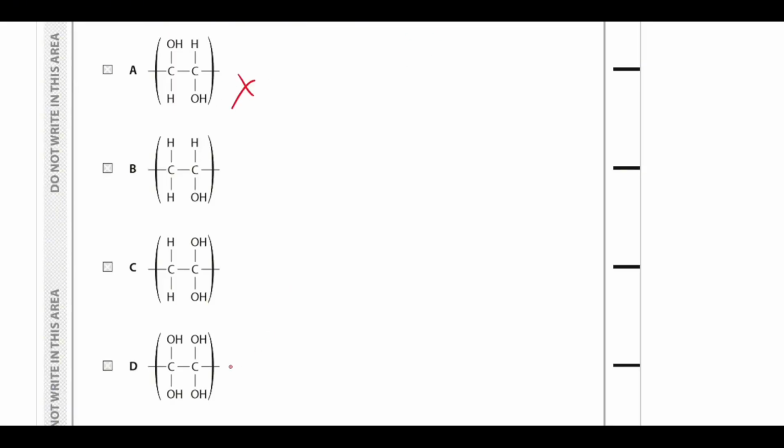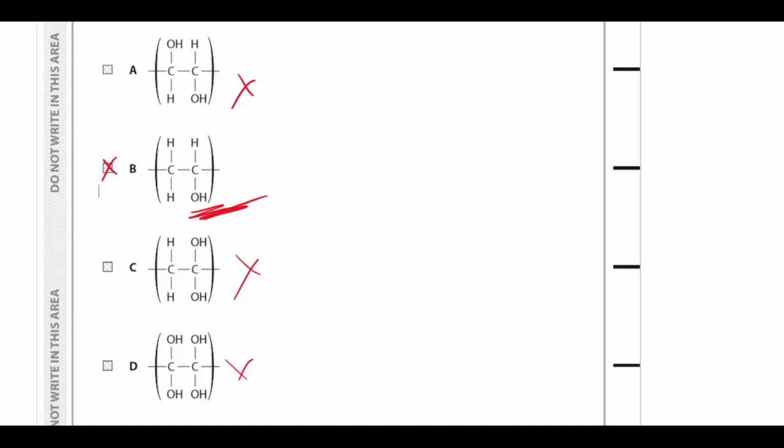Again, if I talk about option D, the same reason, considering there are 4 OH provided, ethanol does not contain 4 OH. The same reason again for C. The only option that tends to have 1 OH is B. So B is the most likely repeat unit of the water-soluble polymer polyethanol.